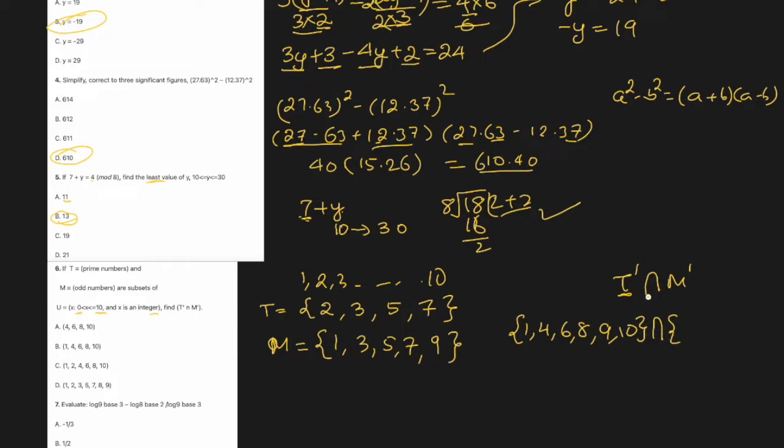Intersection, the numbers which are not in M. So 2 is not there. 4, 6, 8 and 10. Even numbers. And now their intersection. 2 is here, 2 is not there. 4 is here, 4 is here. 6, 8, 10, 6, 8 and 10. So these are the ones: 4, 6, 8, 10. This should be the answer, A.